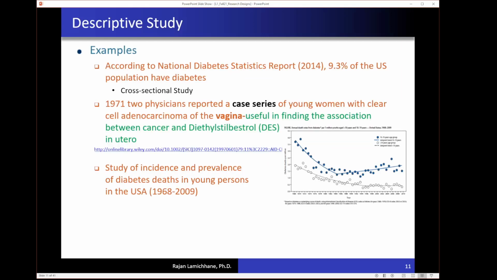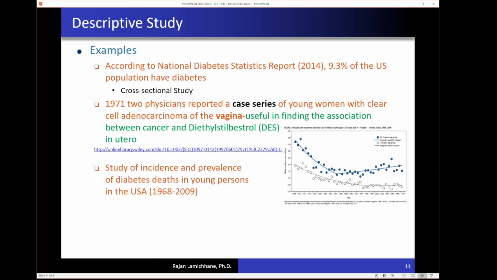Here are a few examples of descriptive studies. According to the National Diabetes Statistics Report 2014, 9.3% of the US population have diabetes. So this is a cross-sectional study because it just shows you a snapshot of data at one time point. Another example: in 1971, two physicians reported a case series of young women with clear cell adenocarcinoma of the vagina. So this is a case series, meaning it has taken several women and studies the case reports of those women.